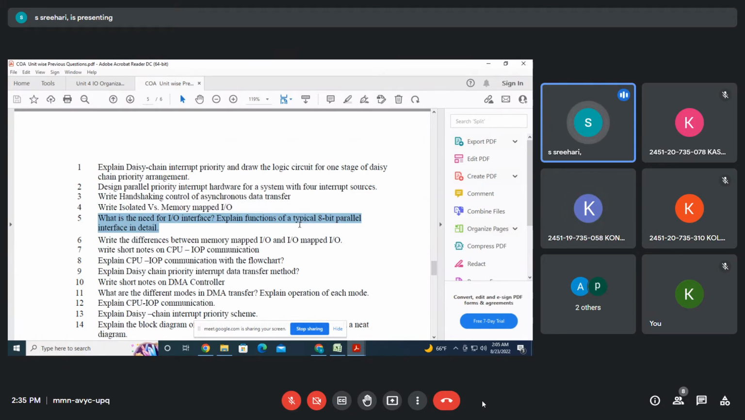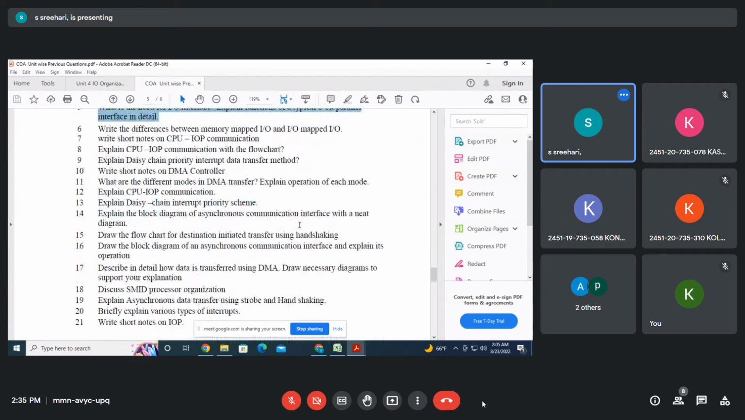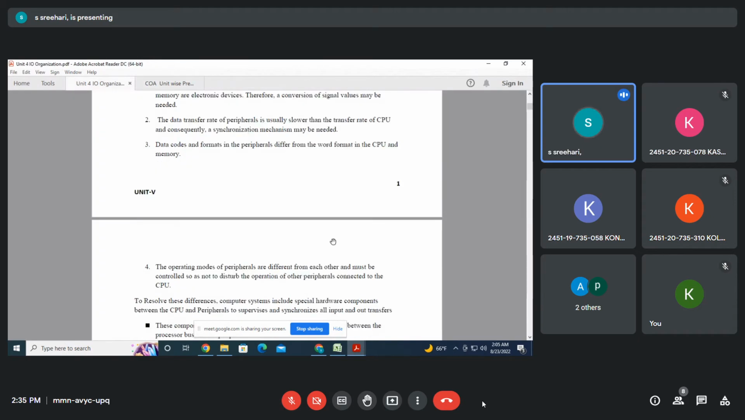Draw the flowchart of your destination initiated transfer using the handshaking model. So they will ask you the question like this, the flowchart of that particular one. He specifically mentioned destination initiated using the handshaking process, so that is going to be explained.